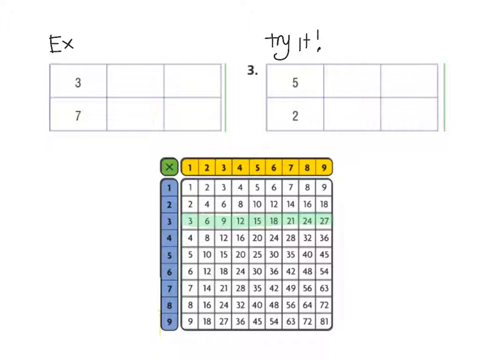Okay. And then I'm going to take my bottom number, which is 7, and highlight that row. And where the numbers line up are the equivalent ratios. So 3 and 7, well, it's already listed. 6 and 14.